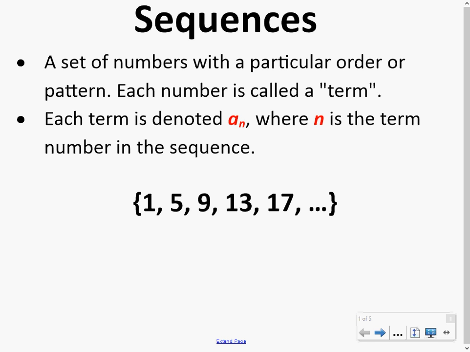Now each term is denoted as a subscript n, where n is just really the position of that term within the sequence. So for example, this would be a subscript 1 because it's the first term in the sequence. 5 would be a subscript 2. 17 would be a subscript 5, and so on. So that little subscript is really just telling you, hey, this is the placement or the position that this number has within the sequence, okay? So that's what we call the term number.